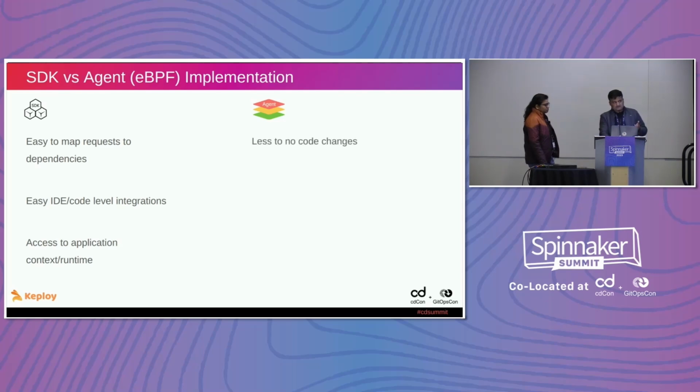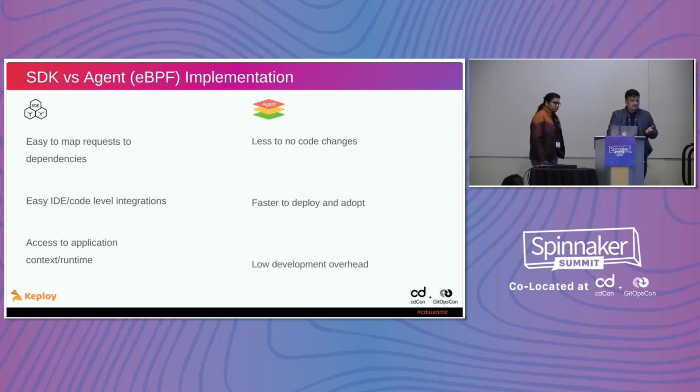On the agent side, there's little to no code change on the host application, so it's easier to integrate. That has been rather hard on the SDK side. It's faster to deploy and adopt because you don't have to make code changes throughout the application, and it's also easier to deploy. And there's low development overhead for maintainers like us, because we don't have to support every language, every driver or library, in every version. It's a lot easier supporting it at the network protocol level.